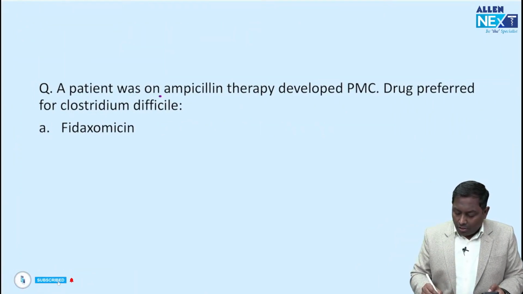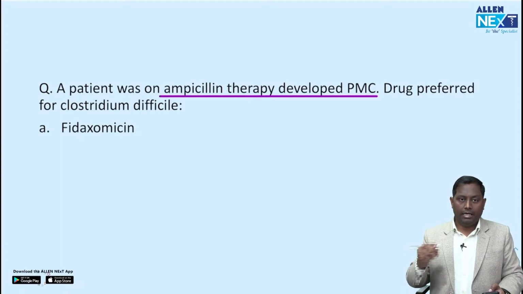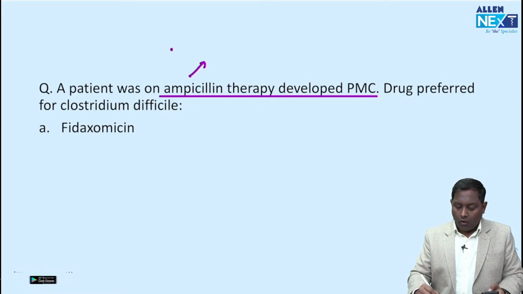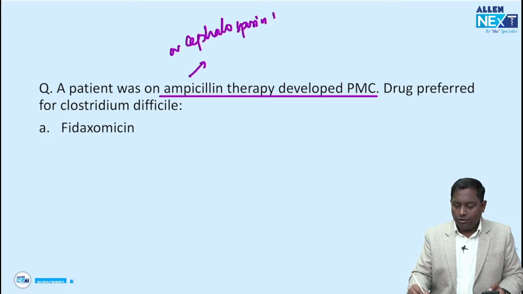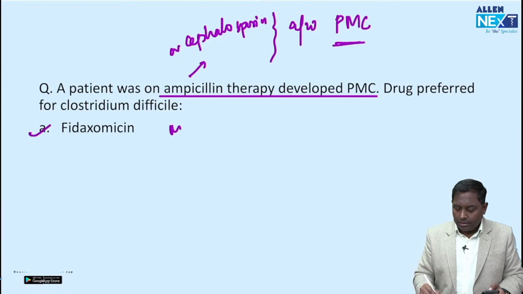Okay, was there a question on ampicillin therapy and pseudomembranous colitis? A patient is presenting and coming to you, he is on ampicillin therapy. So ampicillin therapy or cephalosporin therapy, they are going to be associated with the risk of pseudomembranous colitis. And in that condition, fidaxomicin is the most preferred agent.